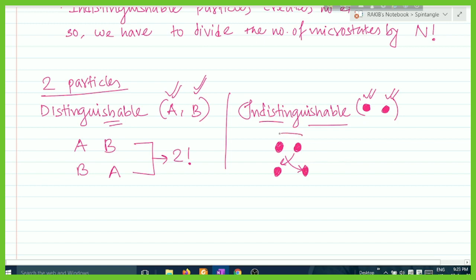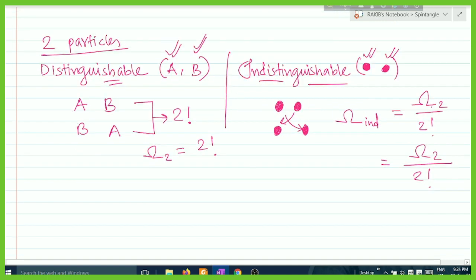You can see this is similar to this. That means the number of microstates will be what? Here the number of microstates is given by 2 factorial. So in the indistinguishable case, what you have to do is divide 2 factorial by 2 factorial. I am writing this as omega 2, so this is omega 2 by 2 factorial. This is what the formula tells us.